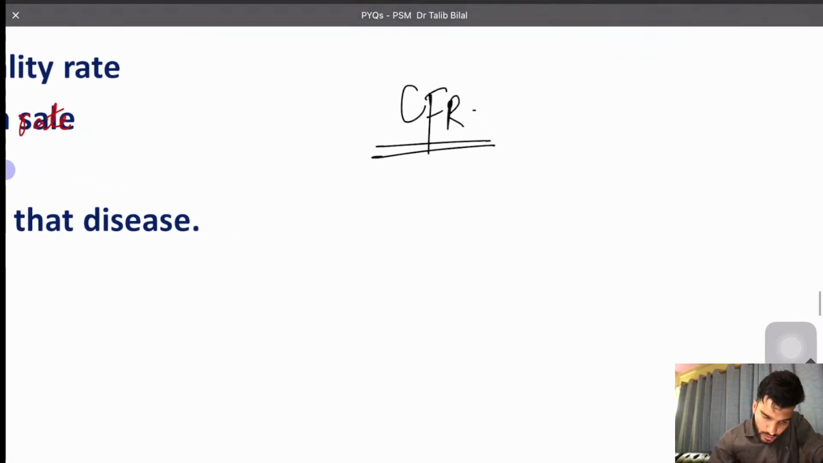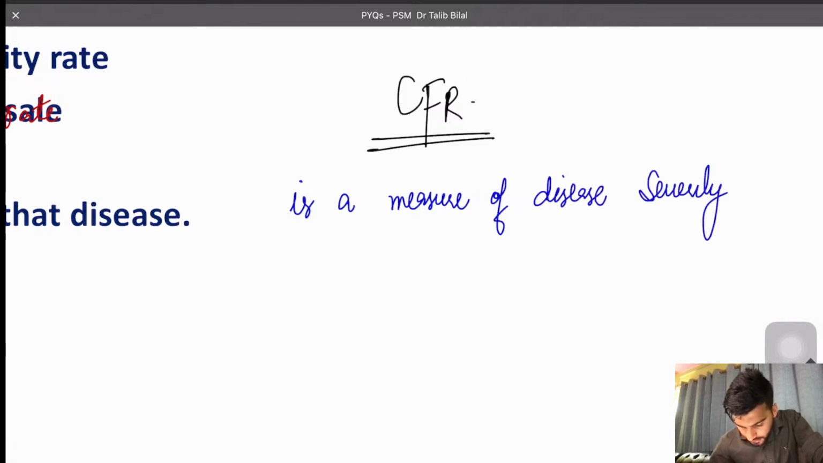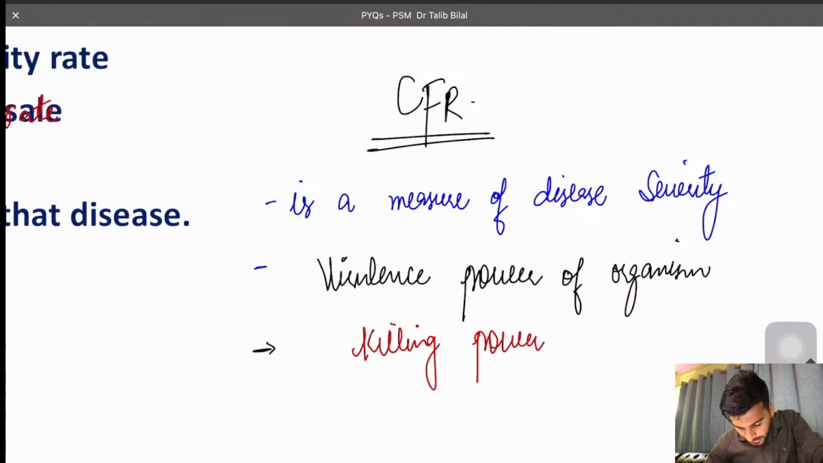It tells us about disease severity. So it's a measure of disease severity. Number 1, it tells us about the virulence power of an organism. Or it tells us about the killing power of a disease.